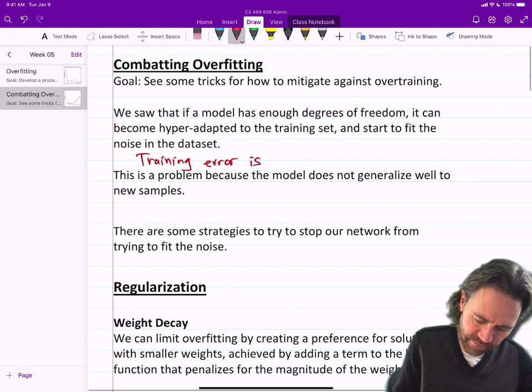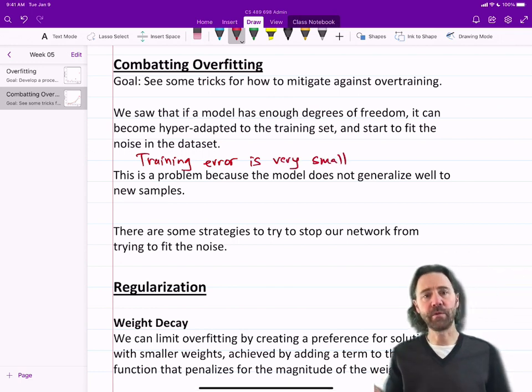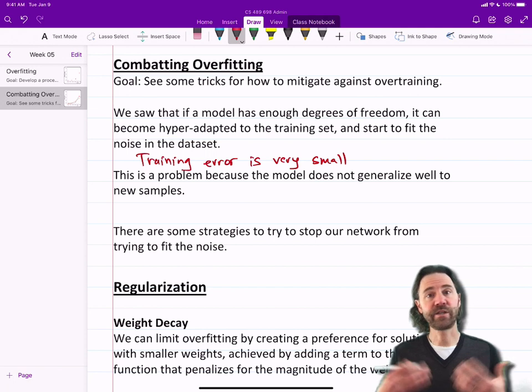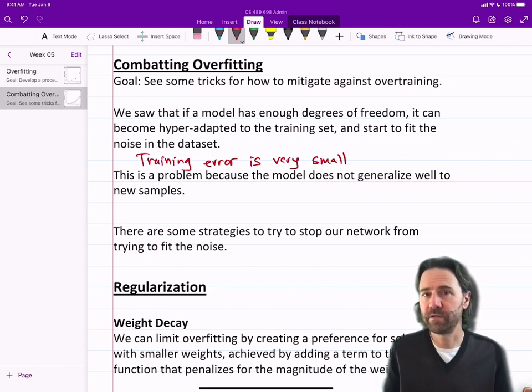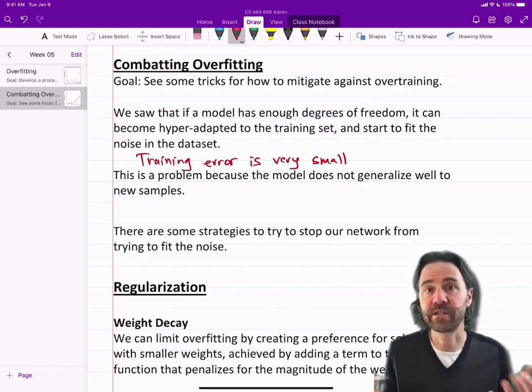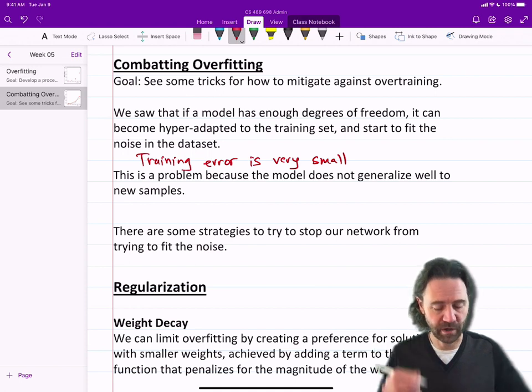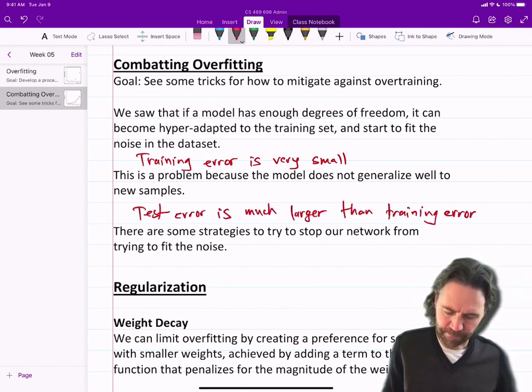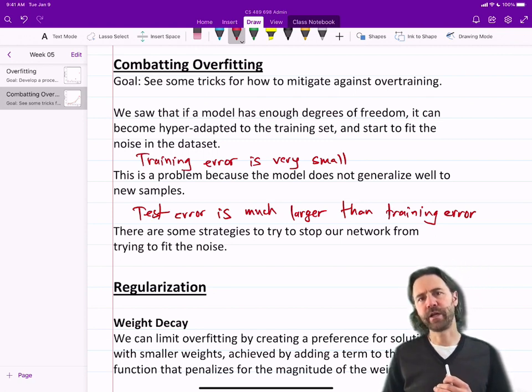Training error is very small. The problem is that the model doesn't generalize well because it was so focused on the noise, and the test error on data that it hasn't yet seen is actually quite large, quite a bit larger. So the test error is much larger than the training error.